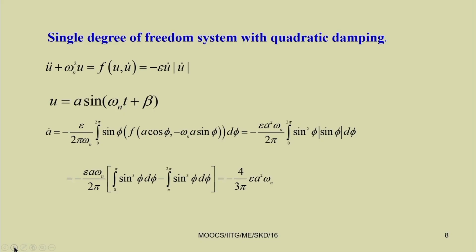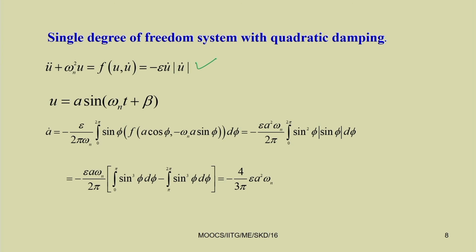Single degree of freedom system with quadratic damping. So, we can take the quadratic damping in this form, that is u double dot plus omega n square u plus epsilon u dot multiplied by u dot. This is the quadratic damping. Now let us apply similarly the KB method or method of averaging. Here also we can write the solution u equal to a sin omega n t plus beta, where a and beta are slowly varying functions of time.